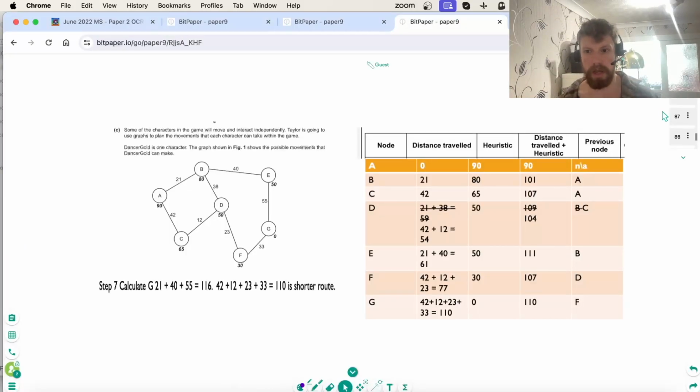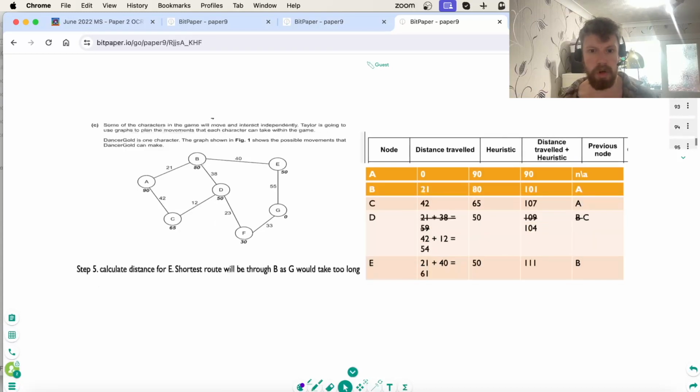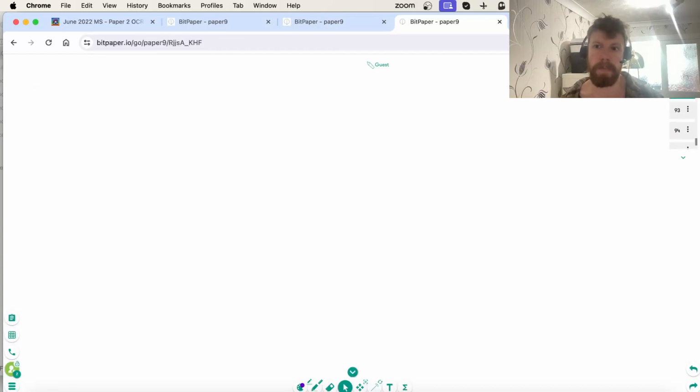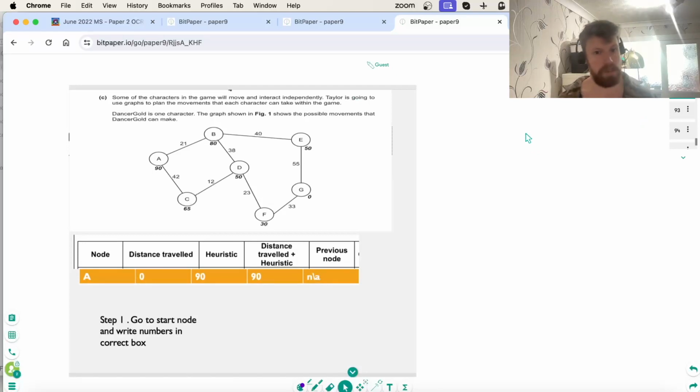So let's have a little look at how we can go through all of this. We're going to start off at A, and how we could fill in a table and what some of the different things are that we're going to put into the table. So, first of all, the first node we visit is A. The distance is going to be 0 because that's where we're starting. The heuristic is 90 because that's displayed underneath it. And then we just have to add the distance travelled and the heuristic together. So that's going to be 90.